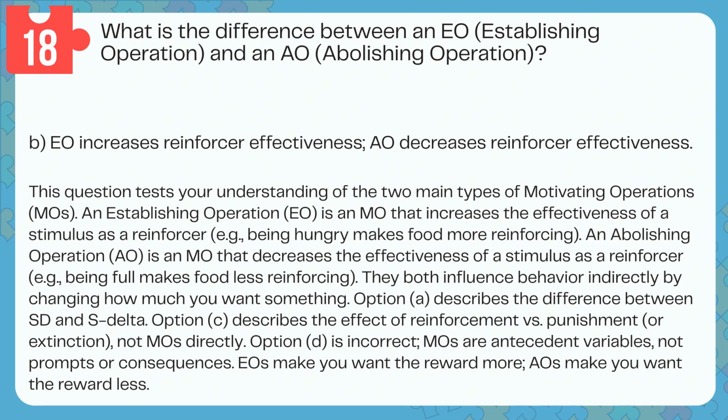Option A describes the difference between SD and S delta. Option C describes the effect of reinforcement as punishment or extinction, not MOs directly. Option D is incorrect. MOs are antecedent variables, not prompts or consequences. EOs make you want the reward more. AOs make you want the reward less.